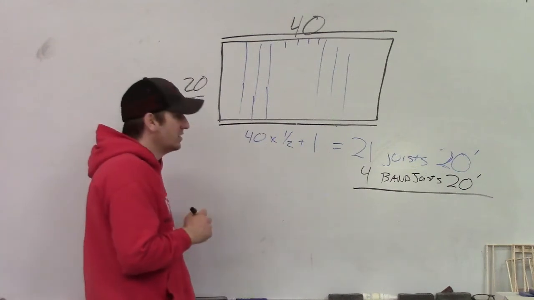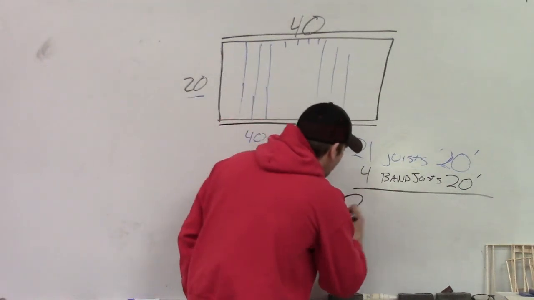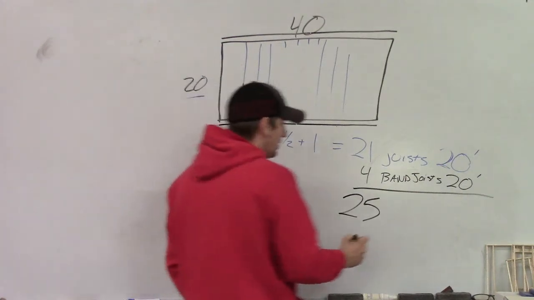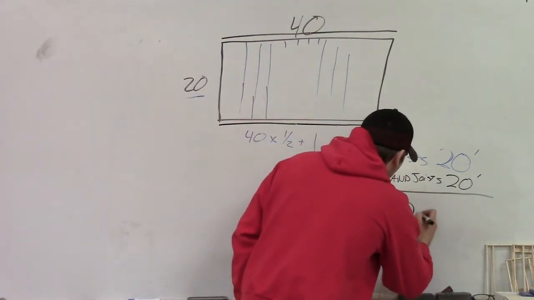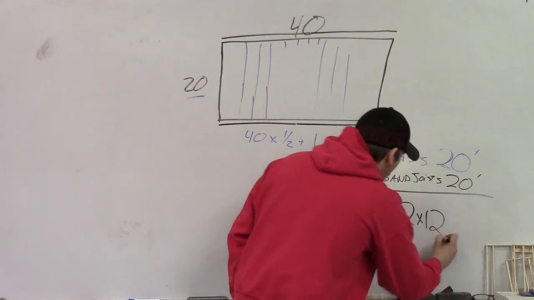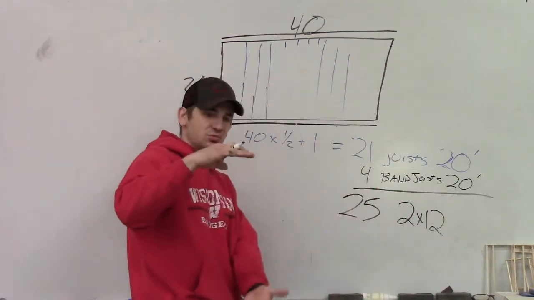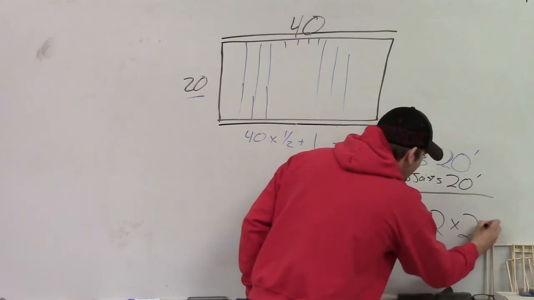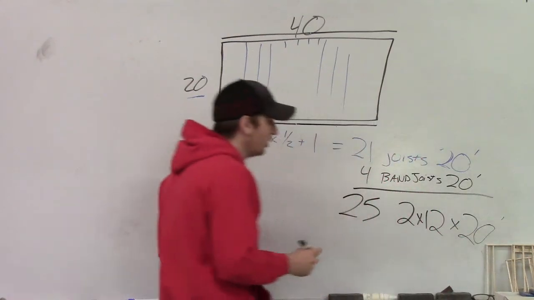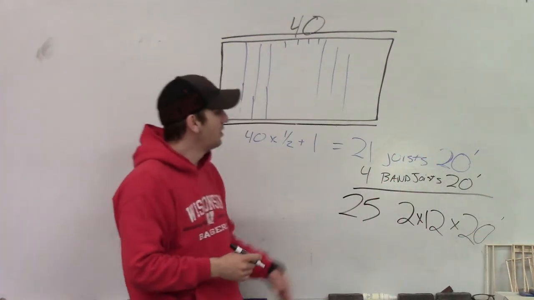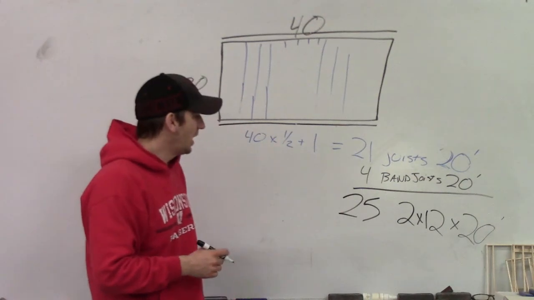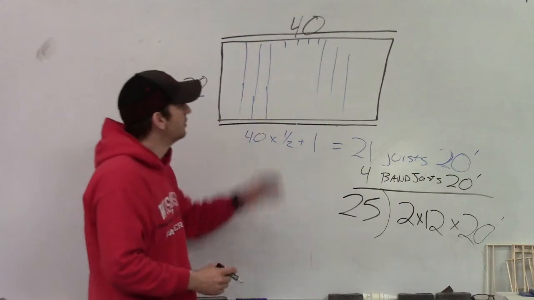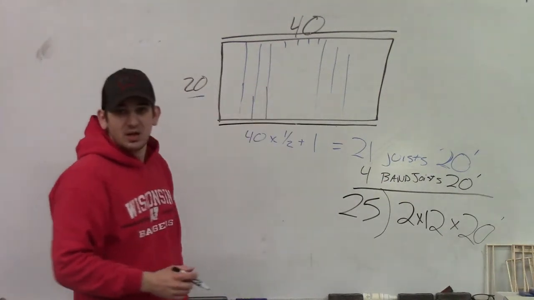So we could simplify this if we wanted and say we need 25 boards, and I believe in your packet I said how many 2x12s we need, meaning 2 inches thick, 12 inches wide, and 20 feet long. That's what we're looking for this one. Sorry, I'm kind of running off to the side there. But 25 2x12x20s, because we took care of this.